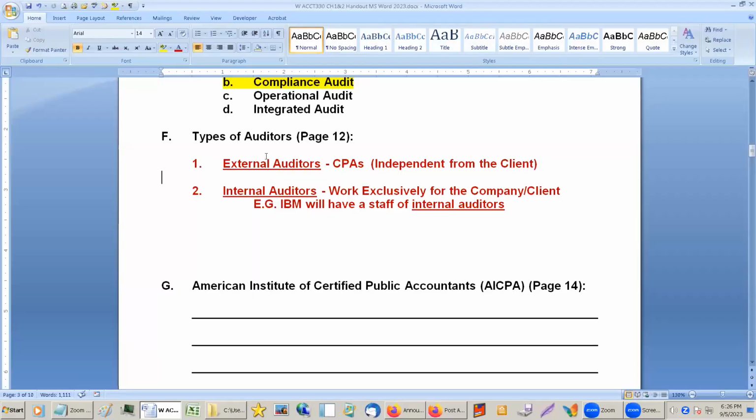So internal and external auditors are really different groups, and they have different roles. But the problem with them doing financial statement auditing is they're not independent.